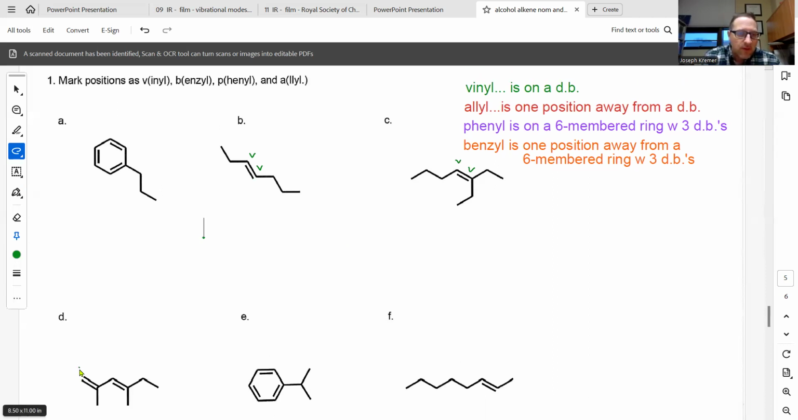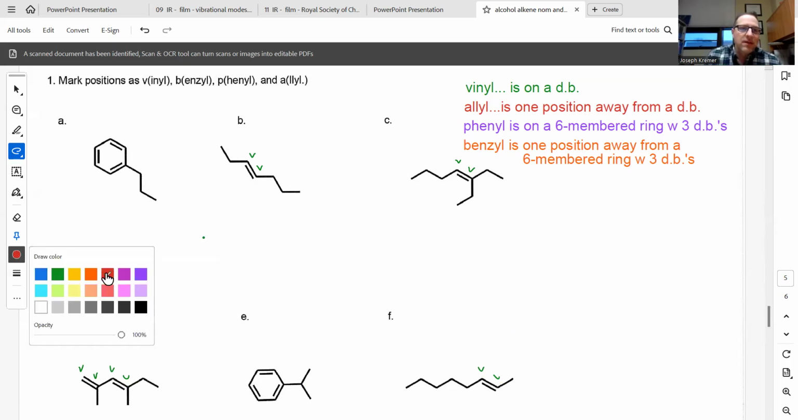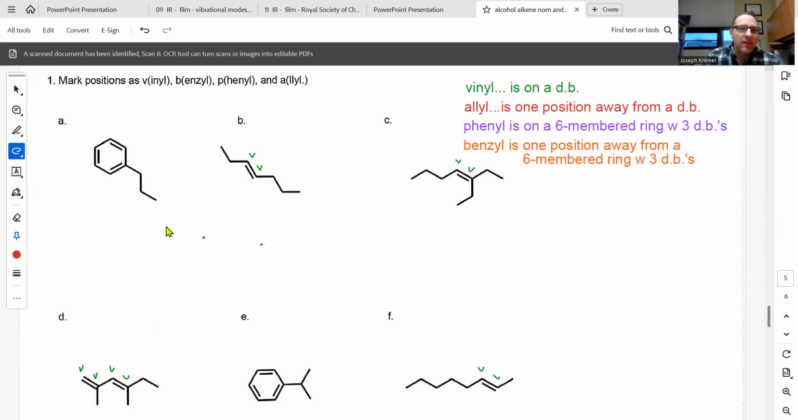Some more double bond, vinyl on a double bond, vinyl on a double bond. These are all vinyl positions. Here's another vinyl position. So we did that much and fit it on the screen. All right, so allyl, I'm changing color to red. Fun, isn't it? So allyl is one away from vinyl.